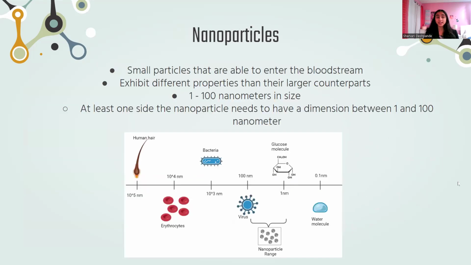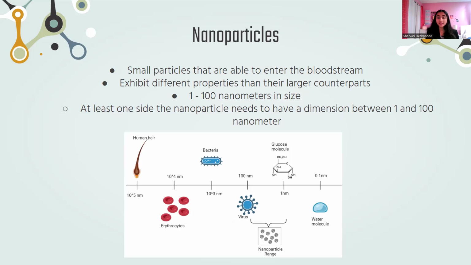So what exactly is a nanoparticle? I've been saying nanoparticles for a bit through this presentation, but what exactly is it? So they're 1 nanometer to 100 nanometers in size, according to the FDA. And the FDA also requires that at least one dimension of the nanoparticle needs to be between these size ranges. And they're so small that they're able to enter the bloodstream. And even though they might have larger counterparts that contain the same materials in them, they still exhibit different properties due to their extremely small size.